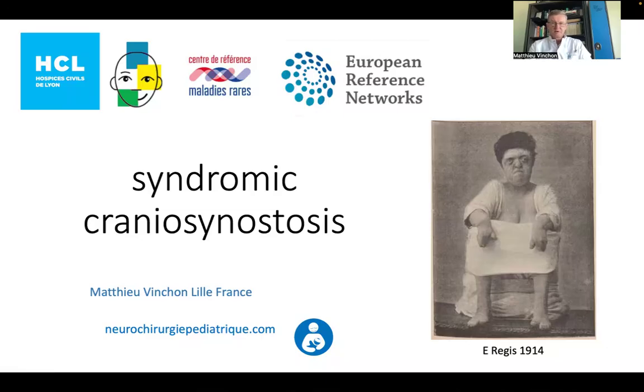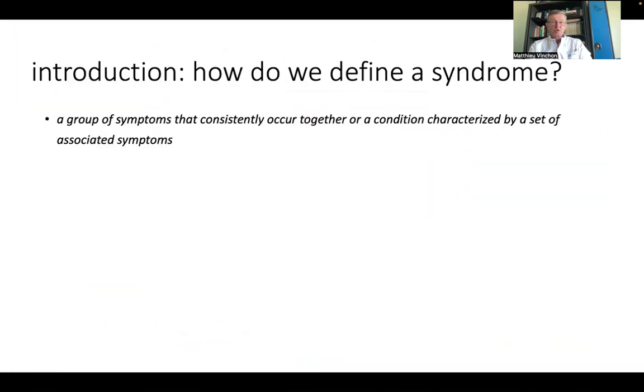Hello. Today we are going to speak about syndromic craniosynostoses and how they are managed in pediatric neurosurgical practice. So how do we define a syndrome? A syndrome is a group of symptoms that consistently occur together, or a condition characterized by a set of associated symptoms, and we can add and lesions.